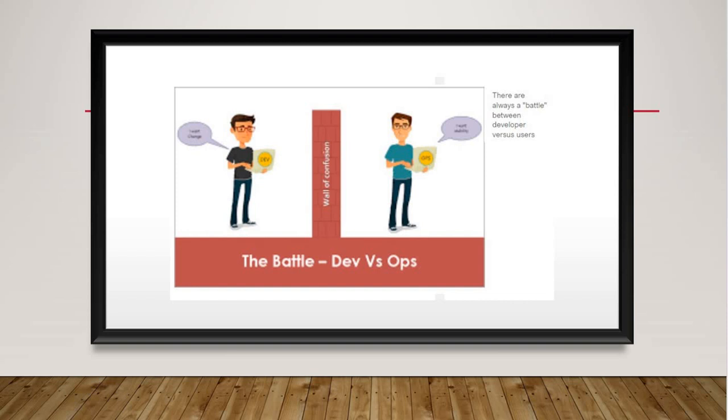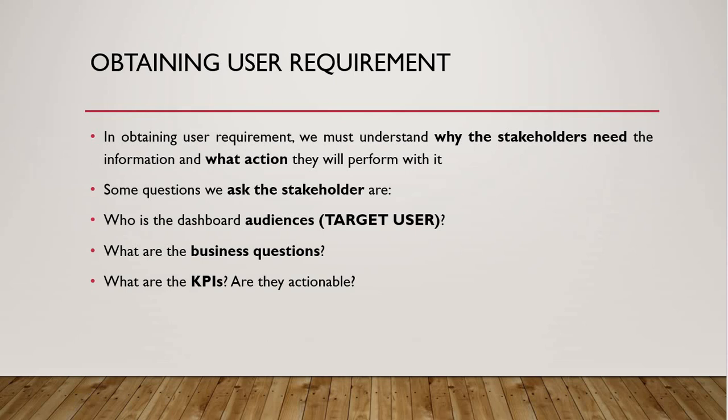So there is always a battle between developer versus users. Okay, kadang-kadang user nak terlalu detail, they required ni kan. So developer tak mampulah untuk satisfy their requirement. So obtaining user requirement, macam mana kita nak tahu user requirement?